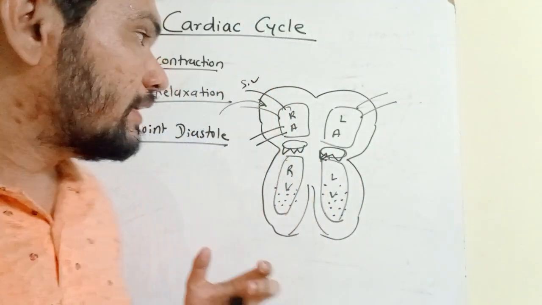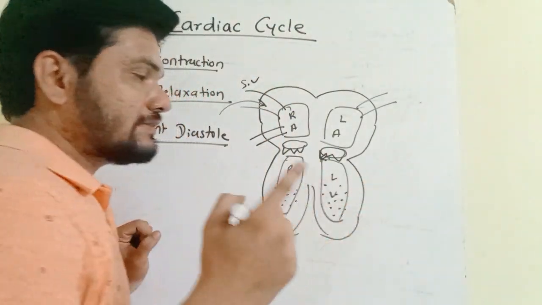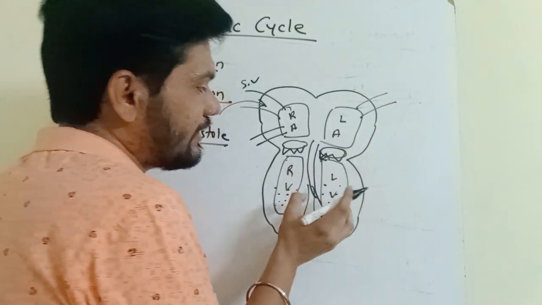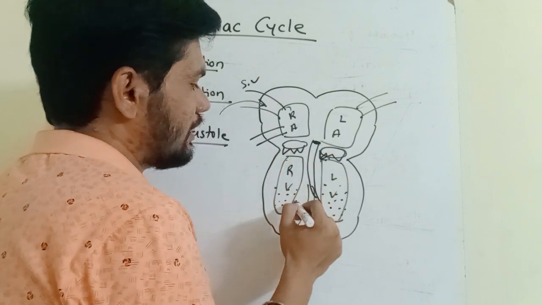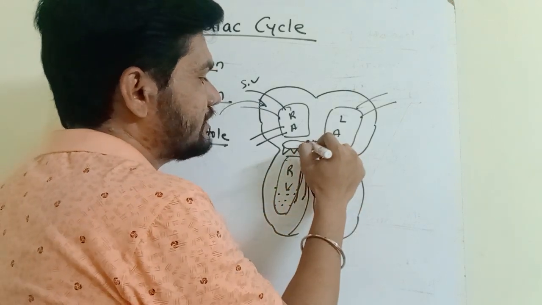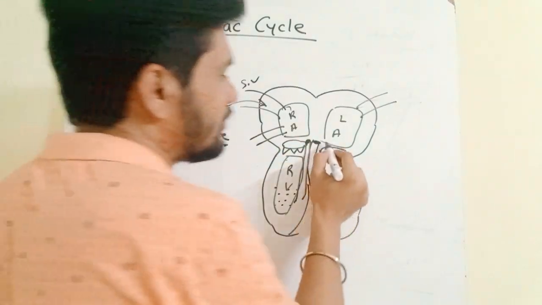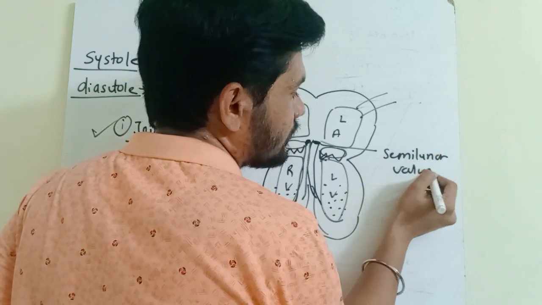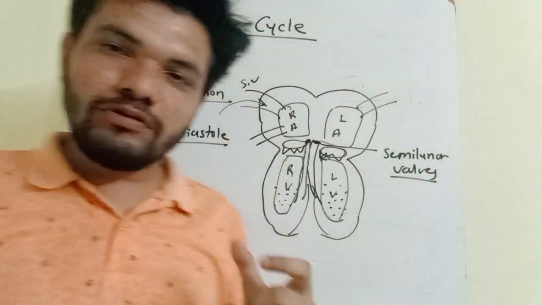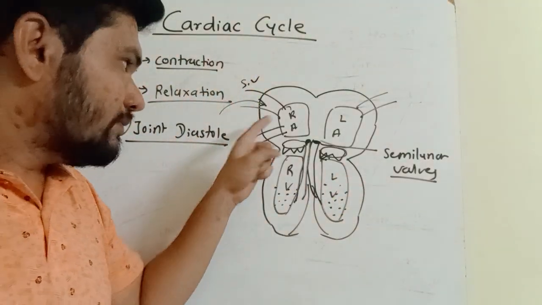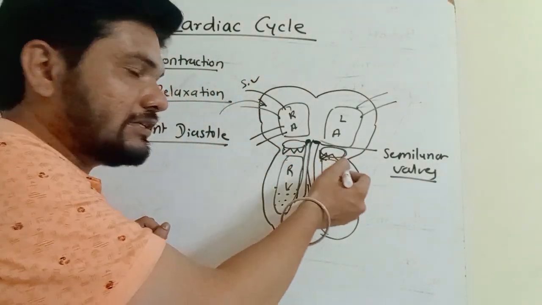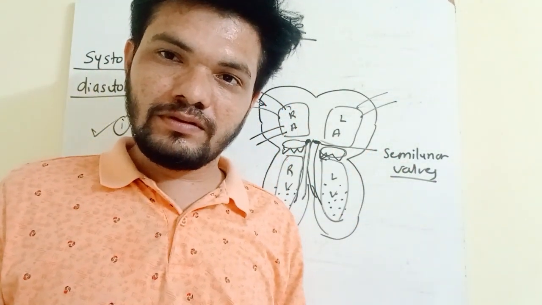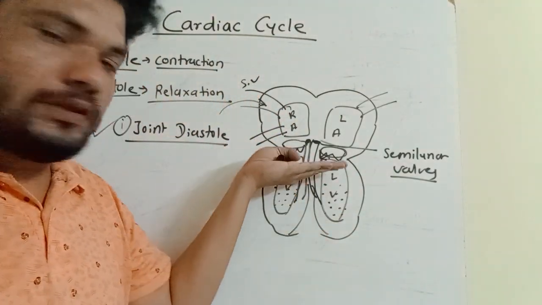One more thing you have to remember here: there are more valves present here. Whenever the ventricles contract, these valves are opened, but at this stage these valves are closed, and these valves are known as semilunar valves. So three things you have to remember here. When joint diastole is there, the tricuspid and bicuspid valves are open and the semilunar valves are closed, and the ventricles are slowly filling with blood.